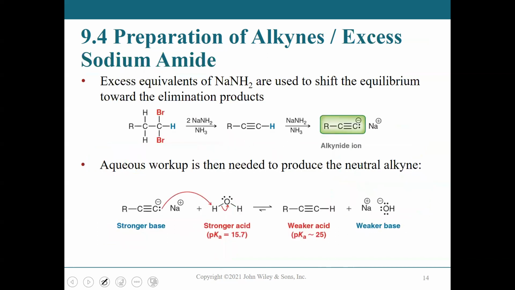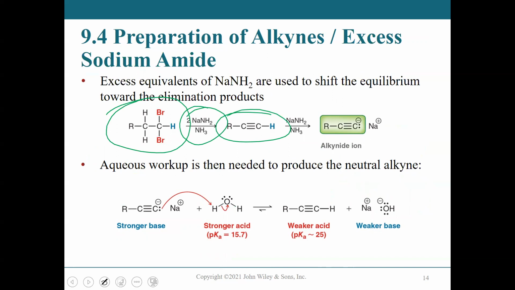Here it tells you that excess equivalents of sodium amide are used to shift the equilibrium towards the elimination products. So if you have this compound, this one is a geminal dihalide. Geminal dihalides with excess sodium amide in ammonia, where ammonia is a solvent, will give you the terminal alkyne in this particular case.